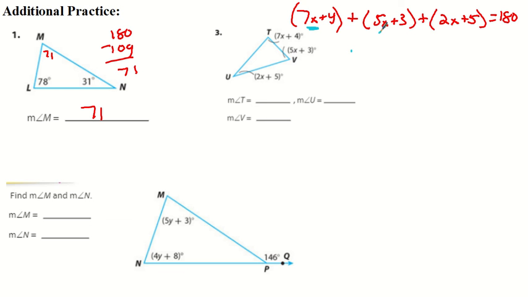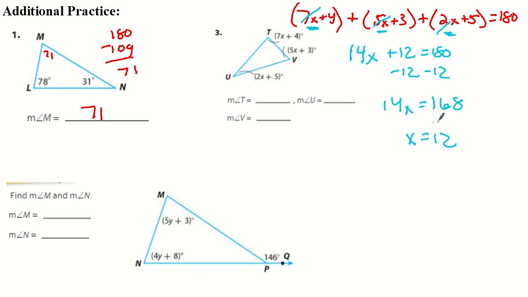Combine my like terms. So 7x plus 5x is 12x plus 2x, that's 14x. Okay, all of those combine to 14x. 4 plus 3 is 7, plus 5 is 12. Equals 180. Now I can subtract 12 from both sides. I'm left with 14x equals 168. x equals 12, because 14 times 12 is 168.